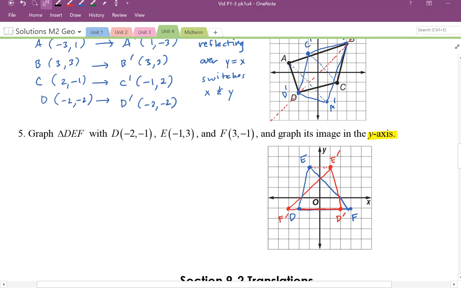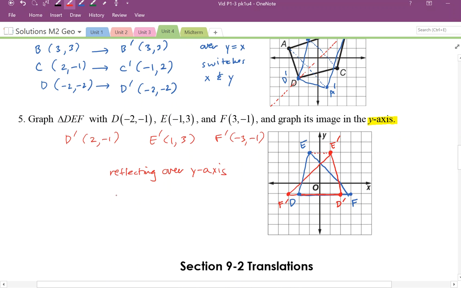And then if I do the same thing for number 5, the new D apostrophe was 2, negative 1. E apostrophe became 1, 3. And F apostrophe is negative 3, negative 1. So you should notice if we compare the old points with the new points, what happened here is reflecting over the y-axis multiplied the x values by negative 1.